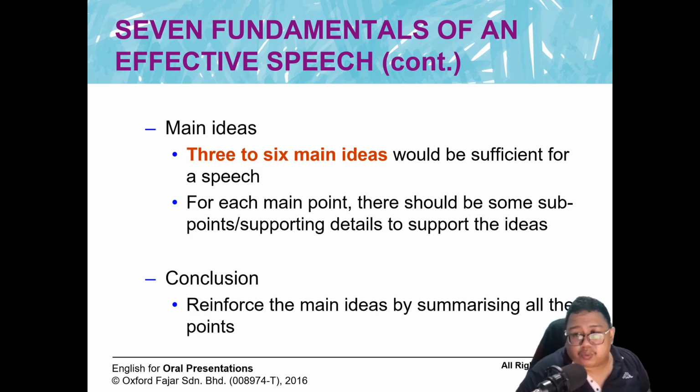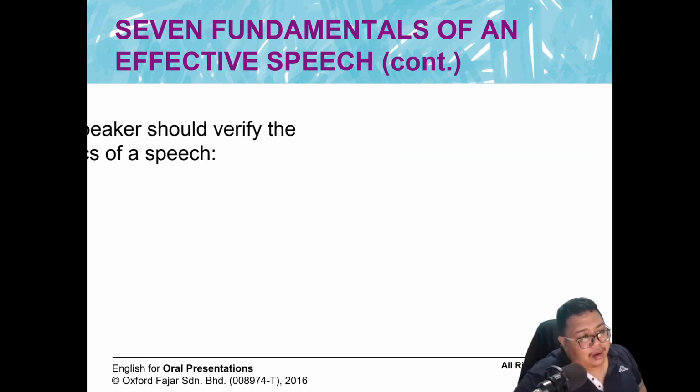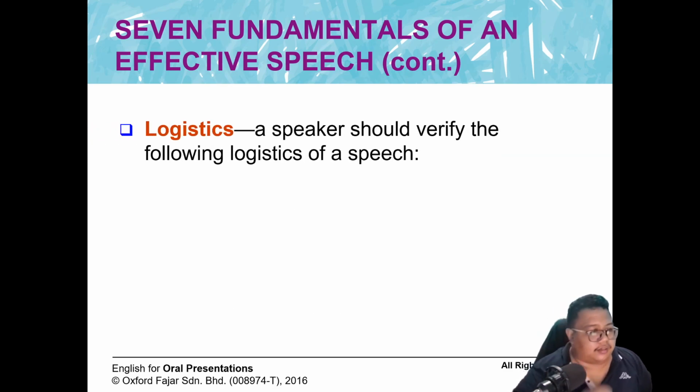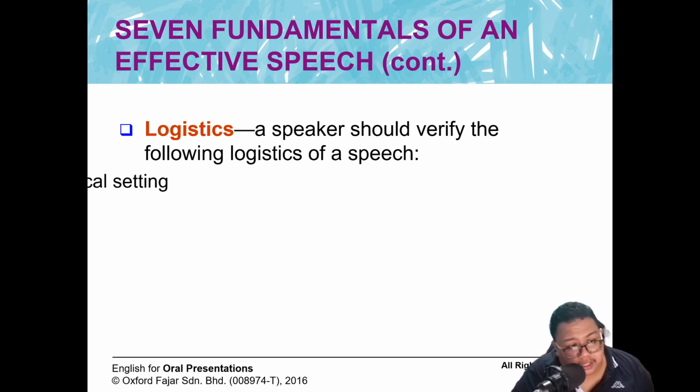Remember all those. First, we have the purpose. Second, we have the audience. Then we have the organization. And then we have the logistics. So what are logistics? You need to verify the following logistics of a speech.